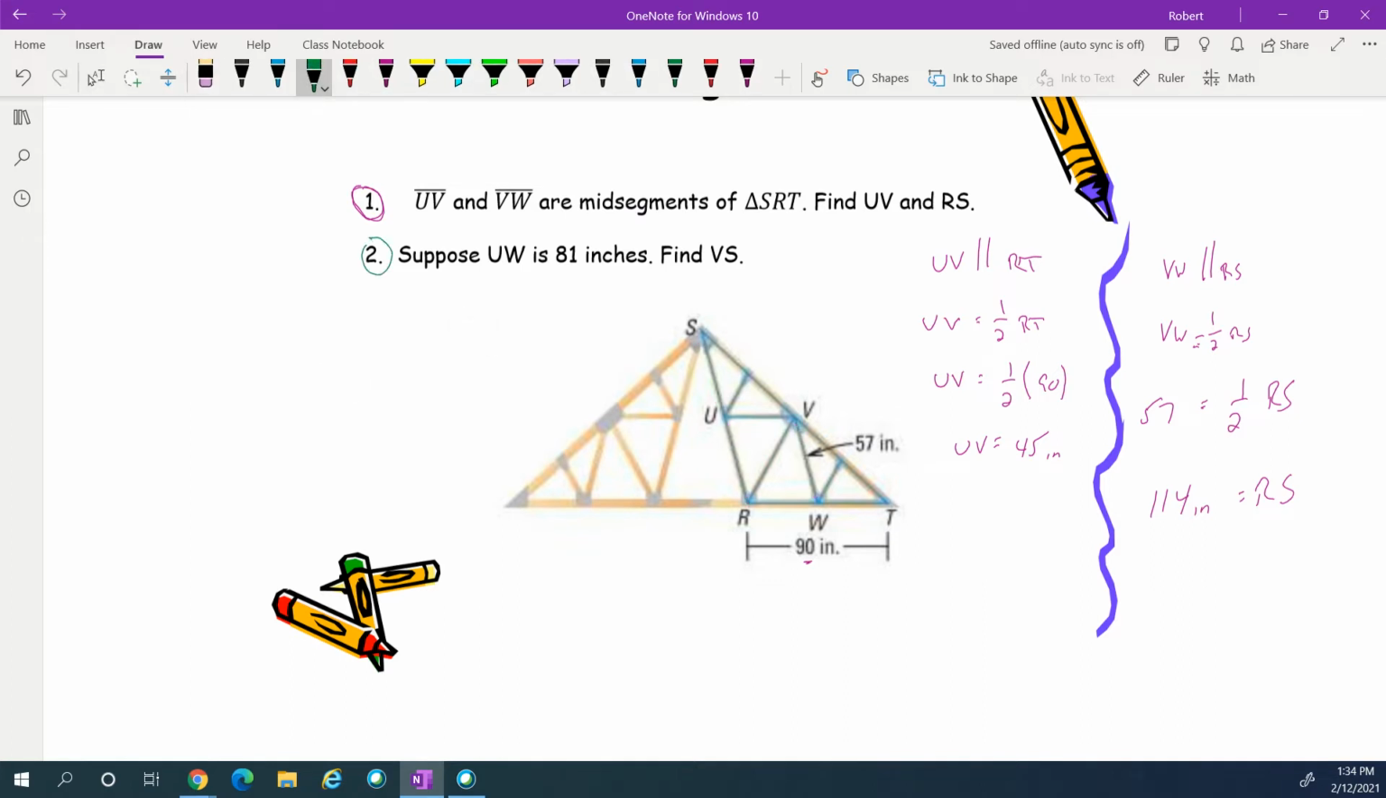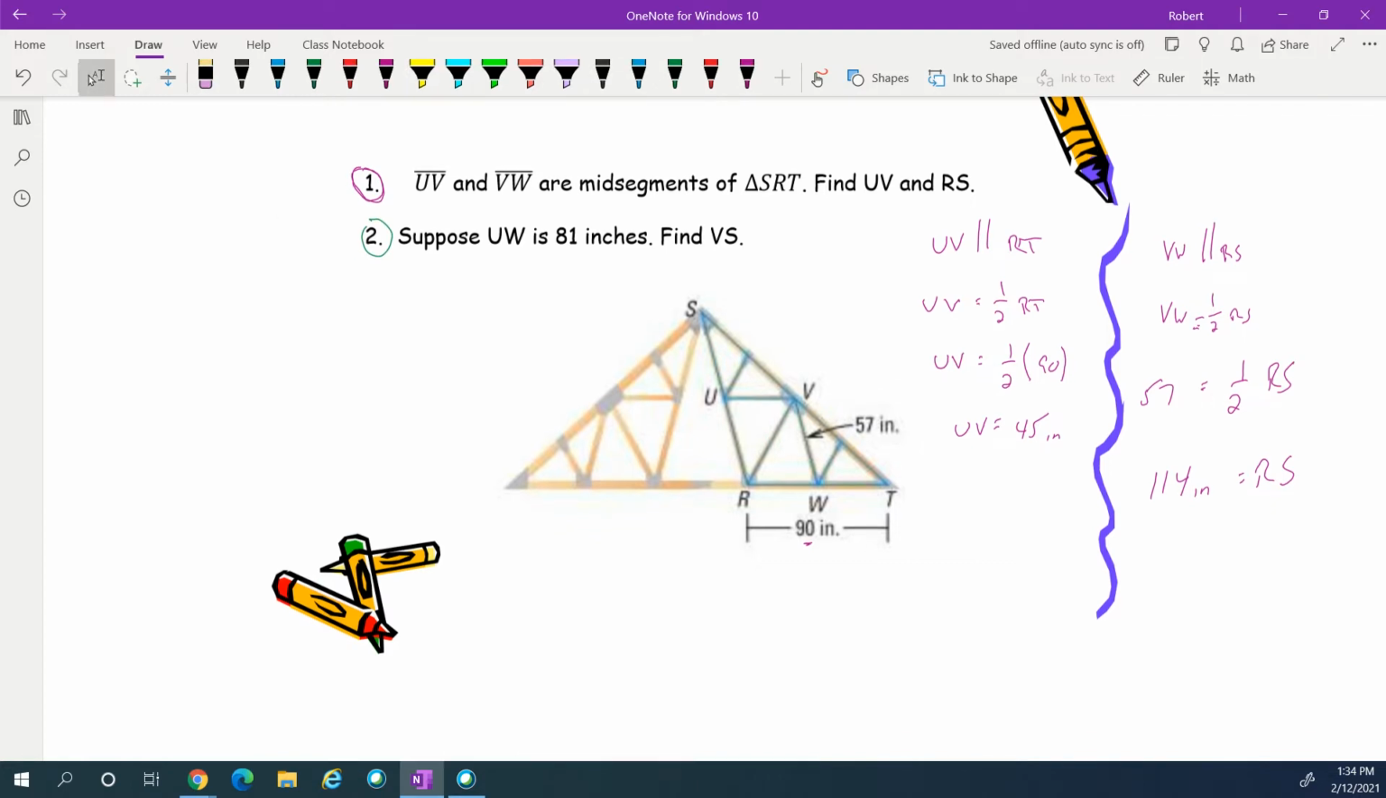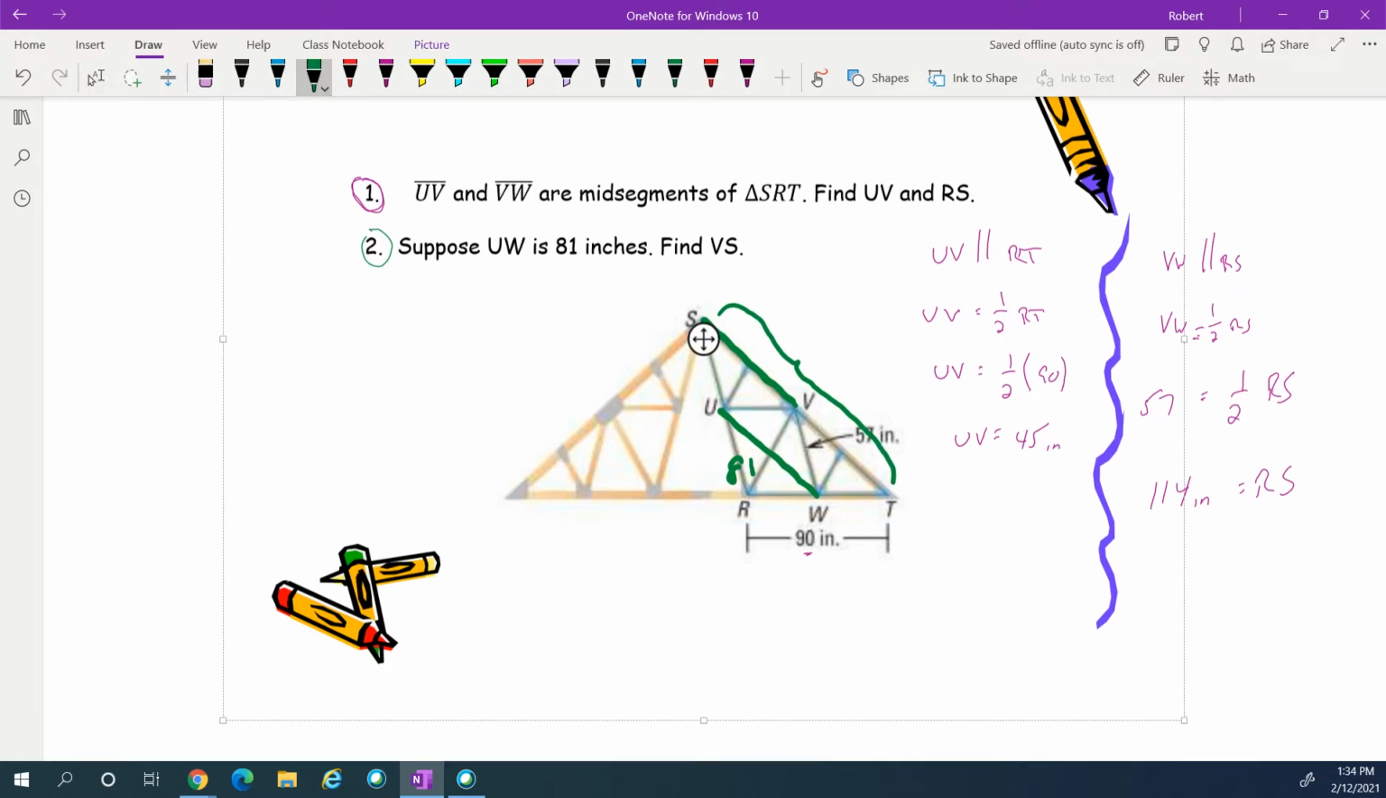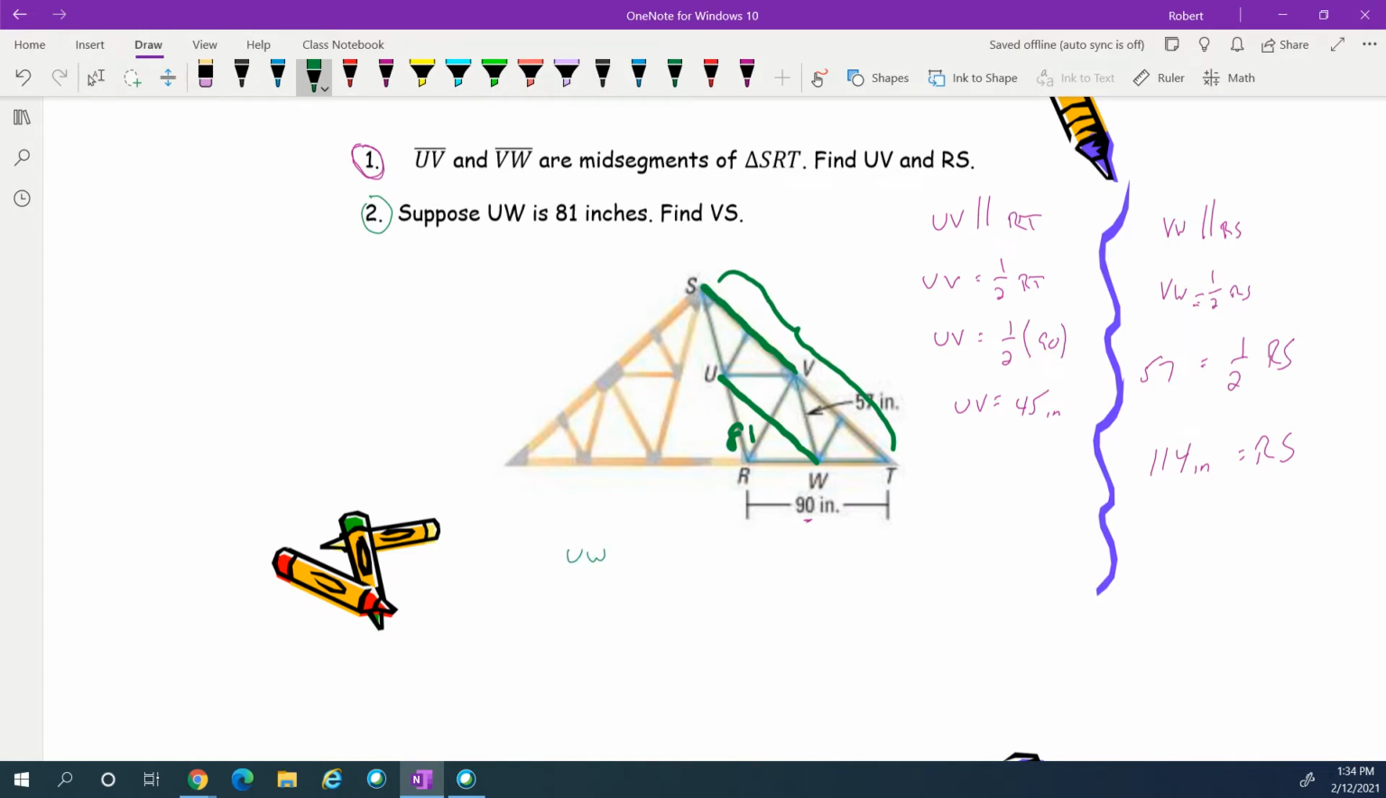For number 2, suppose UW is 81 inches. So UW, it's not in the picture, so we're going to draw it in. And that's 81. We're asked to find VS. Well, VS is also going to be 81. And here's why. UW equals 1/2 of ST. So that's 81 equals 1/2 of ST. So ST equals 162 inches. So this is 162.